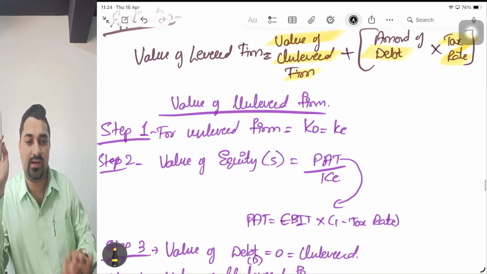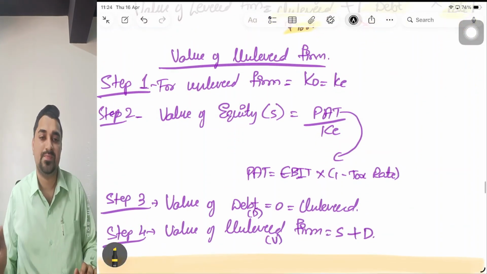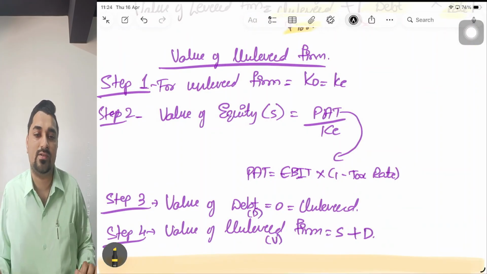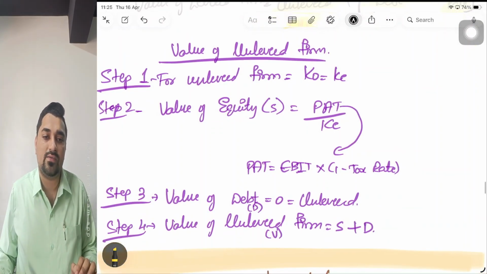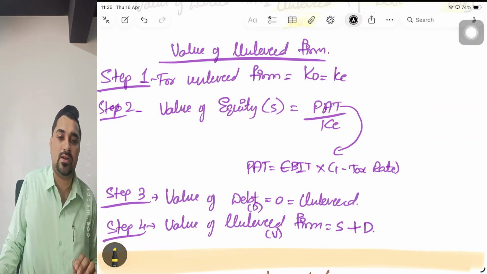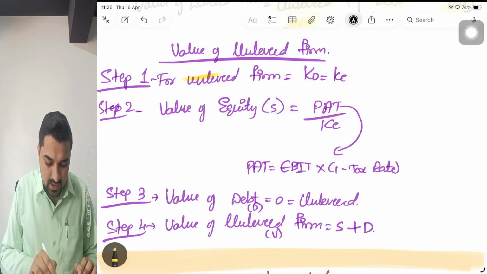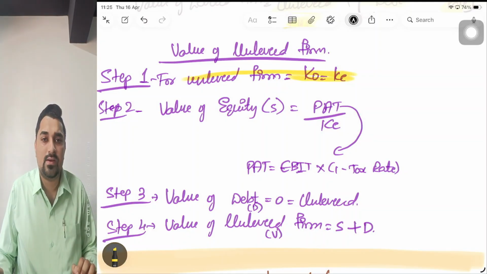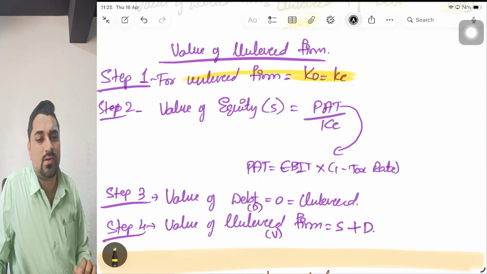Now how do you calculate? Exam perspective, step 1, step 2, step 3. First you need to calculate value of unlevered firm. How do you calculate value of unlevered firm? Remember, for unlevered firm, KO equal to KE. What did I say? For unlevered firm, KO equal to KE.